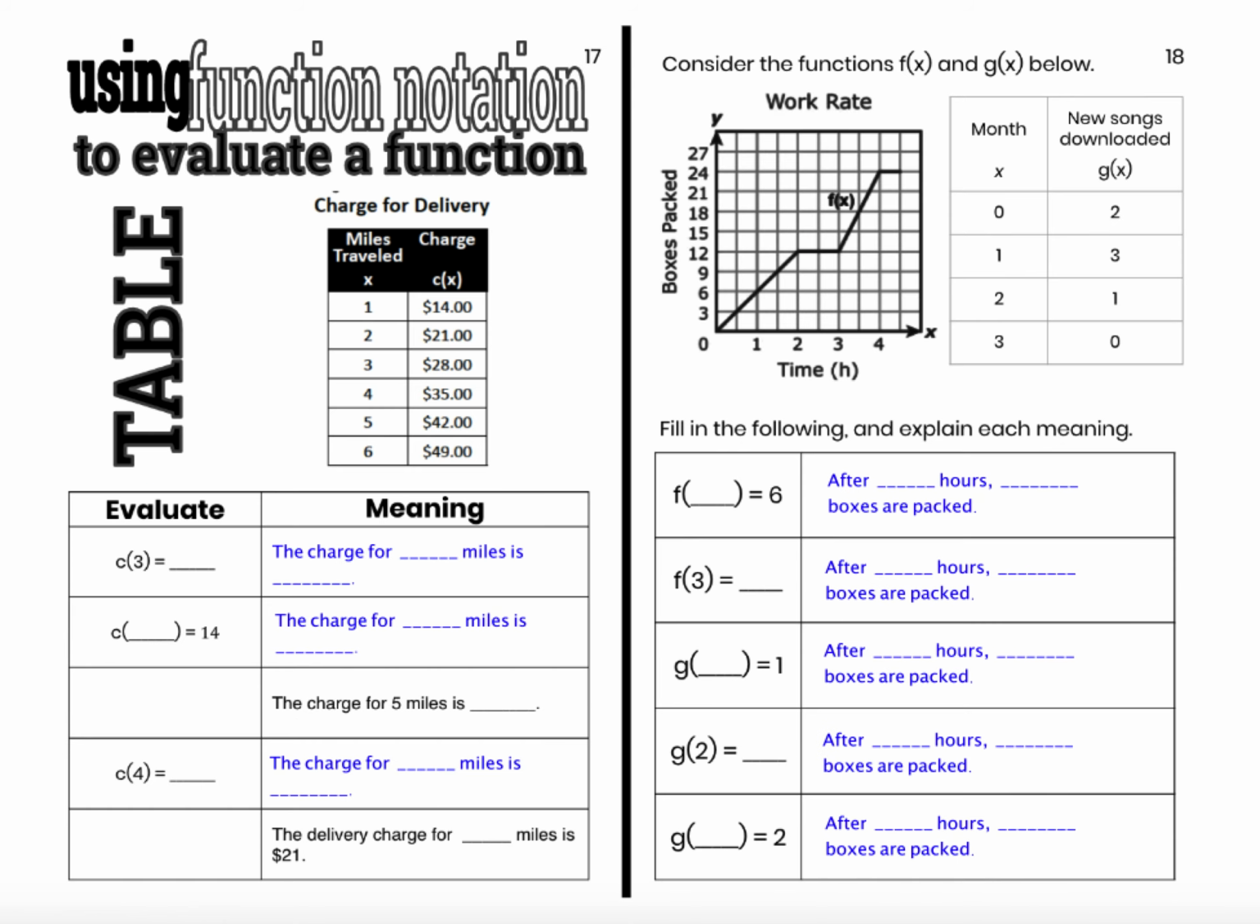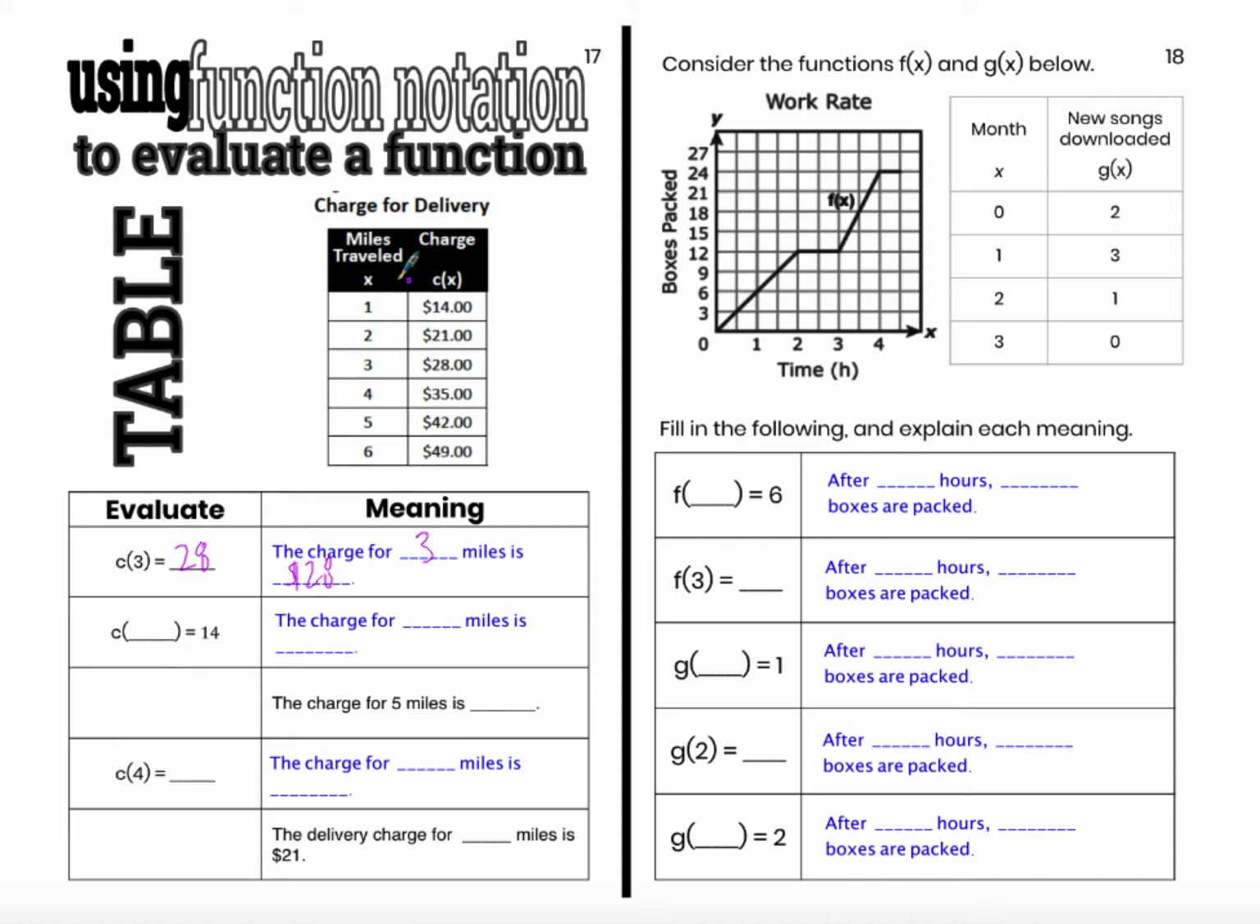A table is perhaps even easier to understand. So here I'm given a relationship between miles traveled and the charge. The charge is C of x. My output is C of x. This one's asking me, what is the output when the input is 3? So when x equals 3, what is my output? It's 28. That means that the charge for independent equal to 3, miles traveled equal to 3, the charge for 3 miles is $28. Input miles, output money.